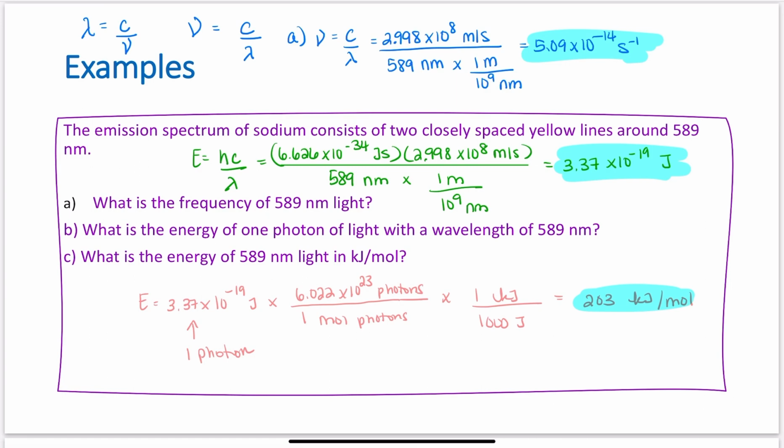3 sig figs throughout because that wavelength was 589 nanometers, and Planck's constant has 4 sig figs, and speed of light has 4, so I'm good there.